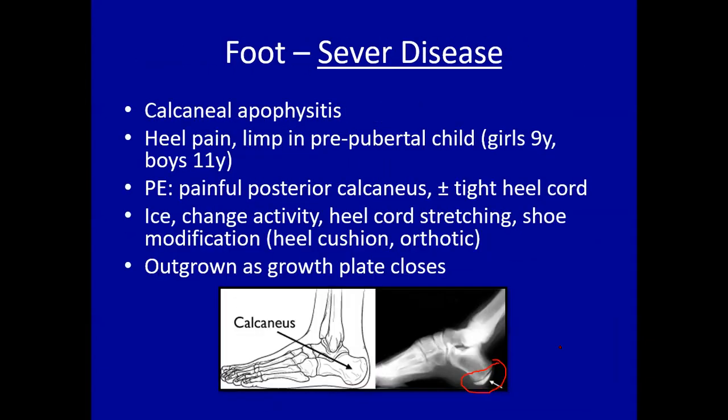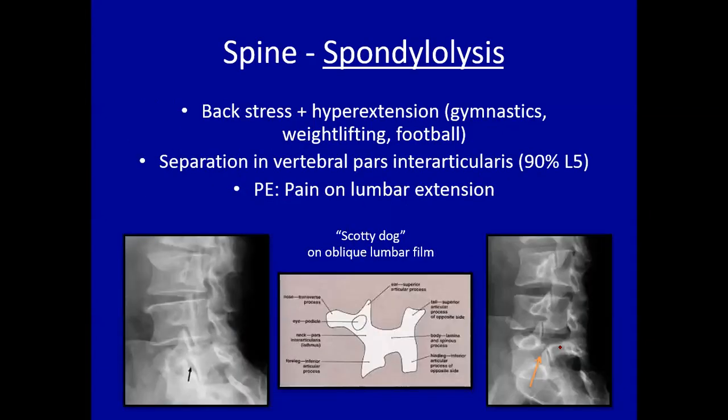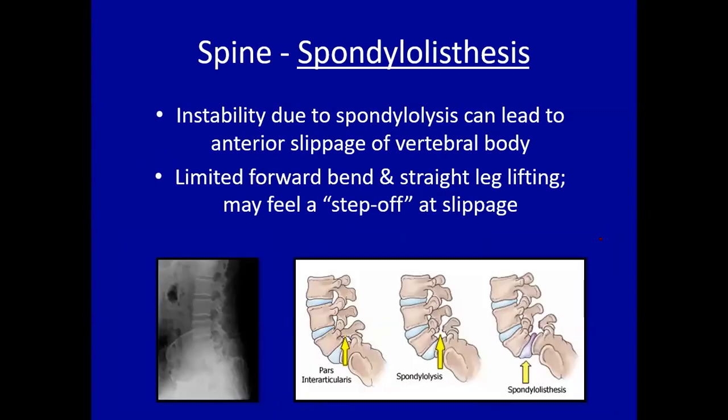So let's quickly go through spine, and I think that Dr. DeMeo covered a lot of this, so we won't belabor it. A spondylolysis is a fracture of the pars, the portion of the vertebra here that gets fractured. If you take this special view, you can see this kind of Scotty dog appearance. Very testable, but you need an oblique to see that.